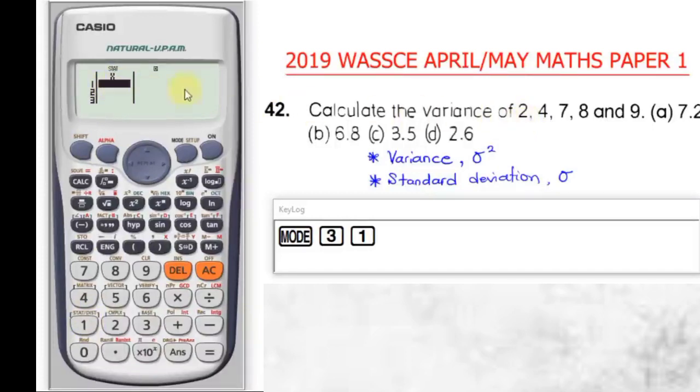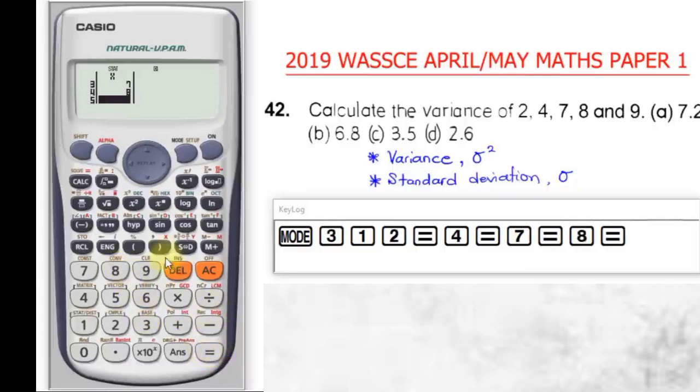Like this I can input the values of the variable, which the calculator is terming as x. In the first case I have 2, I'm going to press 2, and then press equal to, and you can see it's asking me for the second value. I have 4, I'll press equal to. I have 7, I'll press equal to. 8, I'll press equal to. And 9, I'll press equal to. So those are the 5 values that I have. And once I'm through, I'll press the AC key.